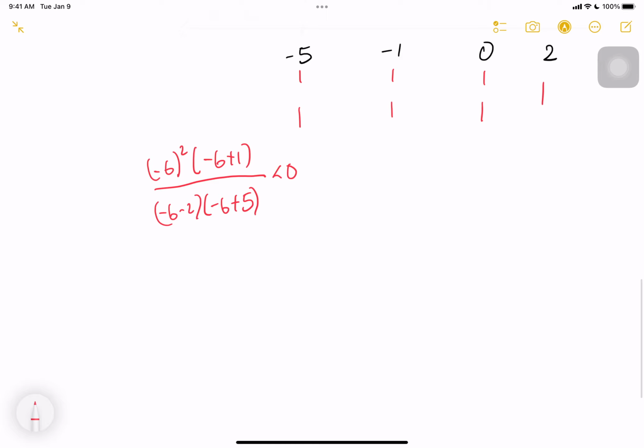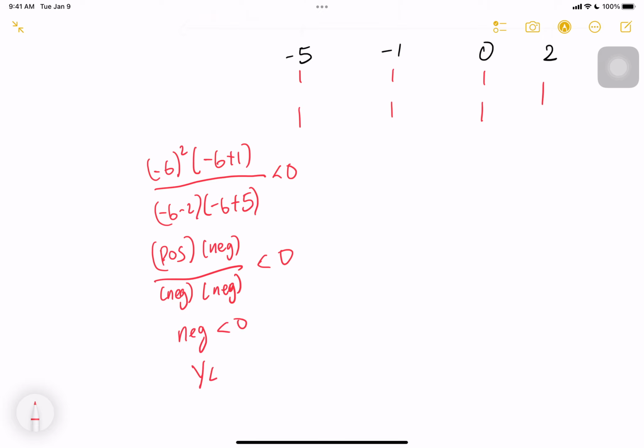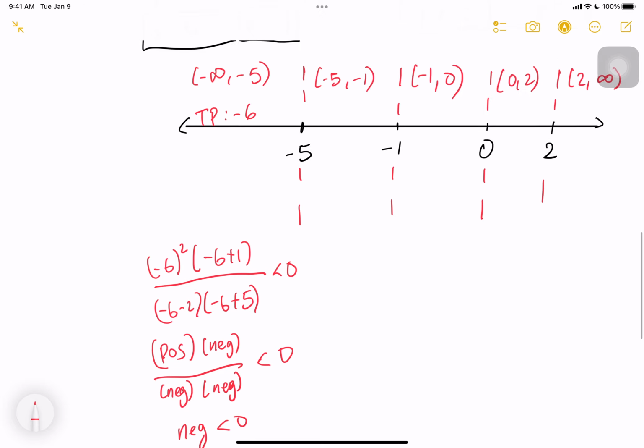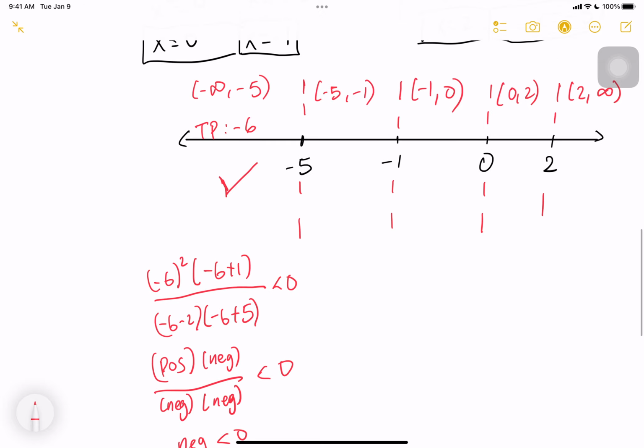Well, negative 6 squared is going to be a positive number. Negative 6 plus 1 is going to be a negative number. Negative 6 minus 2 is going to be a negative number. And then negative 6 plus 5 is again going to be a negative number. It's going to be negative 1. If you have three negatives, remember to check if something's negative or positive, you just need to count the negatives. I have three negatives, so this whole thing is negative. And yes, a negative number is less than 0. So this right here is one of the good regions.